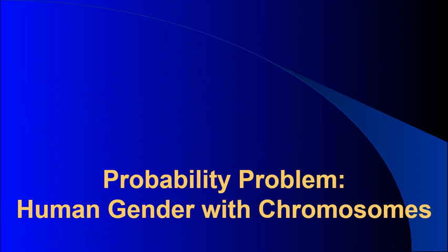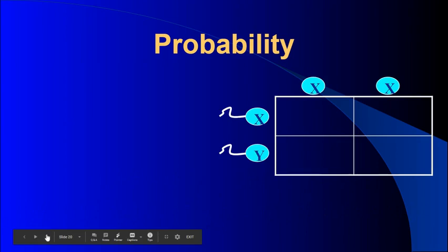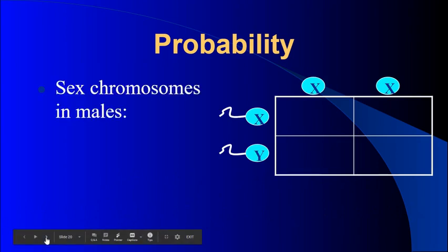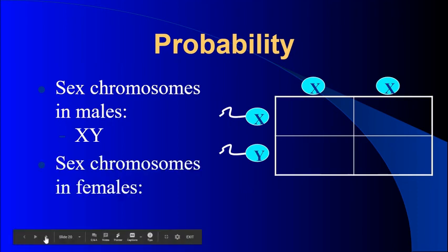So now looking at some human probability problems. In humans, we have sex chromosomes that determine our gender. In males, the sex chromosomes are X and Y. And in females, the sex chromosomes are XX. On our Punnett square, I've placed those chromosomes to show how we can use a Punnett square for this. And I've drawn egg and sperm just so that we can see the female and the male more clearly. When you do things like this, you do not have to draw egg and sperm.